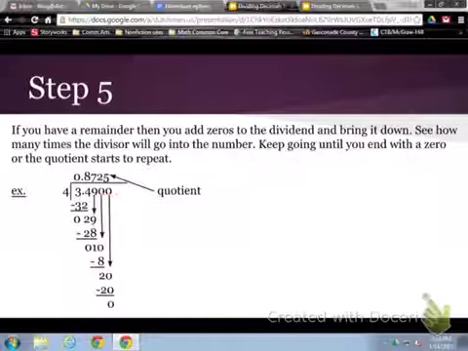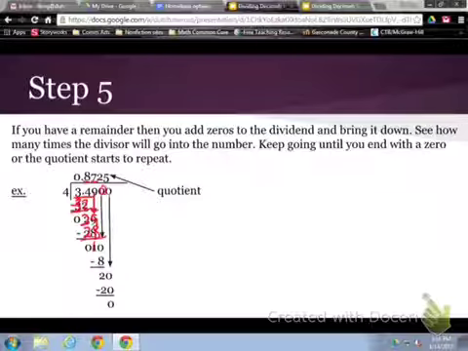So in this case, 4 does not go into 3, so we put a 0. But 4 does go into 34. 4 goes into 34 8 times. 8 times 4 is 32. We subtract, we get 2, and we bring down our 9. 4 goes into 29 7 times. 7 times 4 is 28, and we get 1 when we subtract. There's nothing left, so we have a remainder.